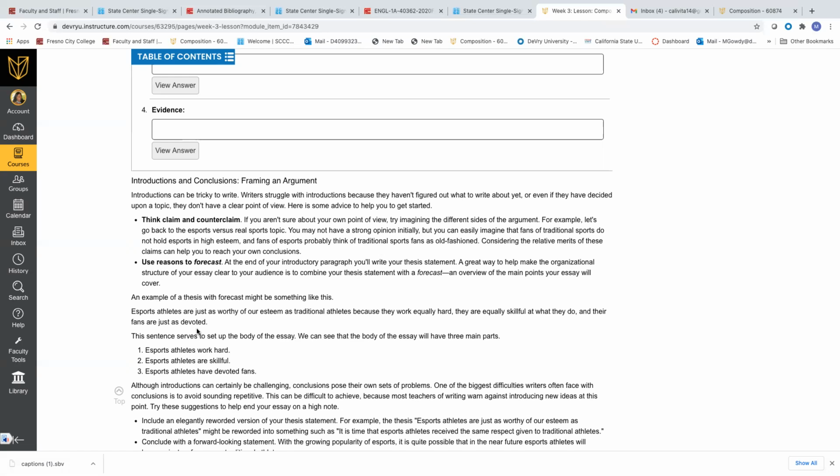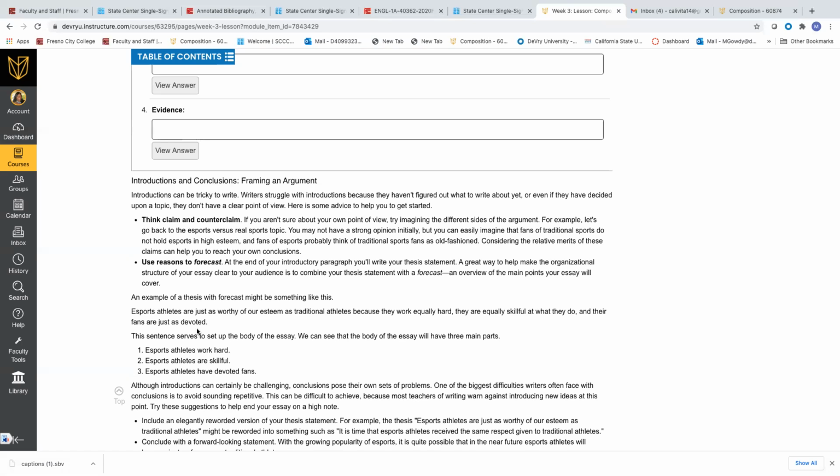So here's an example of a thesis with a forecast. It may say something along this line. Esports athletes are just as worthy of our esteem as traditional athletes because they work equally hard. They are equally skillful at what they do, and their fans are just as devoted.